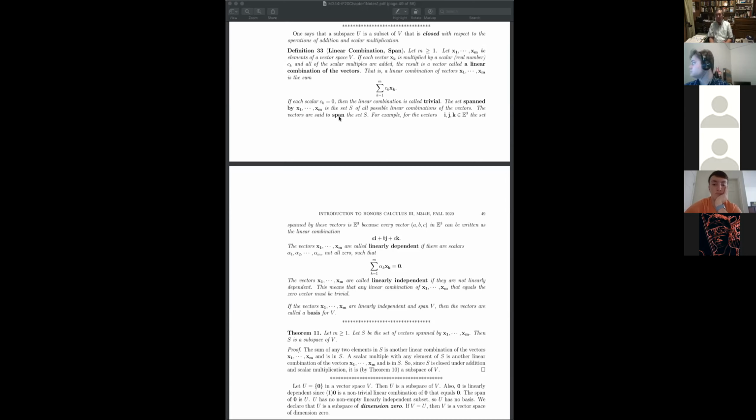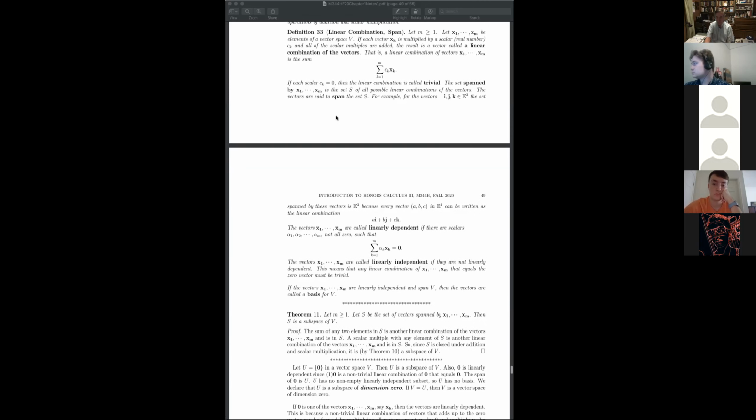And it passes through the origin, because I could pick 0 to multiply the vector by. When I multiply a vector by 0, I get the 0 vector. So the span of a set of vectors always includes the 0 vector. So no matter what they are, if I add up linear combinations, the amount of stuff I get is called the span.